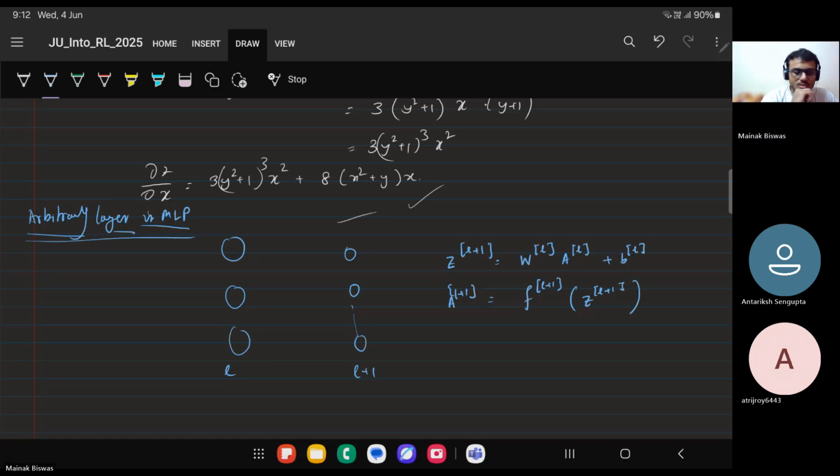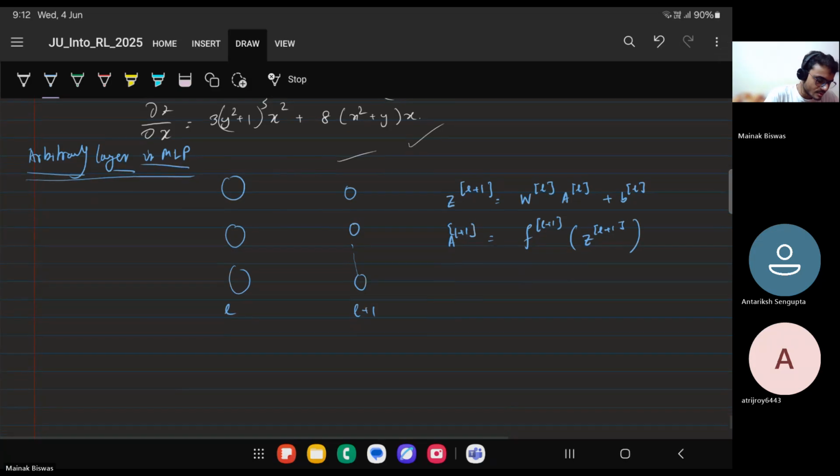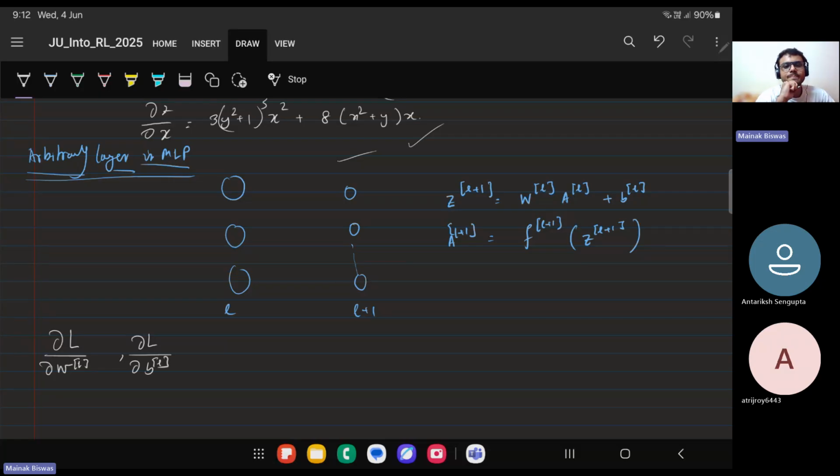So now, if I remember what our goal is, what do we want? We want dow loss function, dow W L, comma, dow loss function, dow B L, correct? These are the two things we want for all layers.